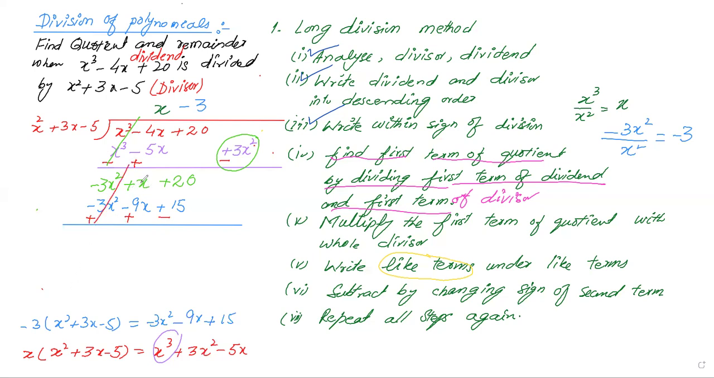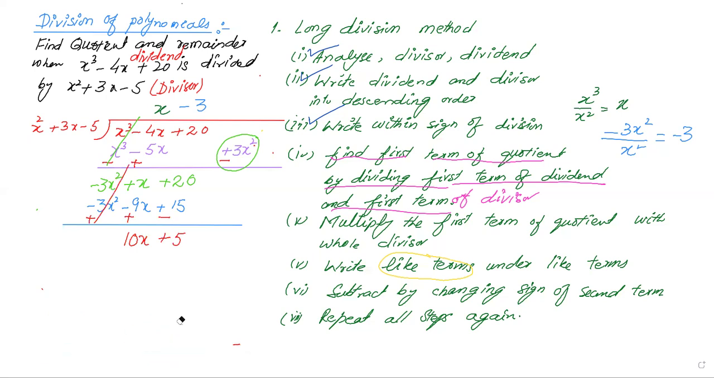What's the answer of x plus 9x? That becomes 10x. What's the answer of plus 20 and minus 15? That becomes 5. So you have to write what's the quotient and what's the remainder. After doing so many steps, the quotient is x minus 3, and the remainder is, in this case, 10x plus 5. That's the concept. That is called the long division method.